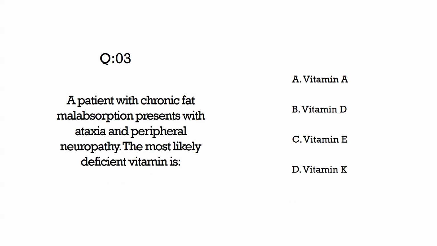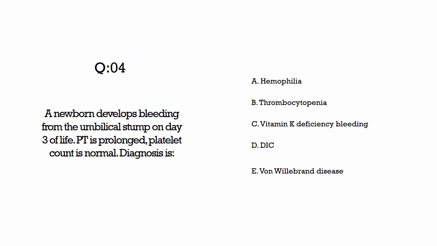Question number three: a patient with chronic fat malabsorption presents with ataxia and peripheral neuropathy. The most likely deficient vitamin is option A, vitamin A, or B, D, or E, or K. It's vitamin E. Ataxia and peripheral neuropathy are the neuromuscular symptoms of deficiency of vitamin E.